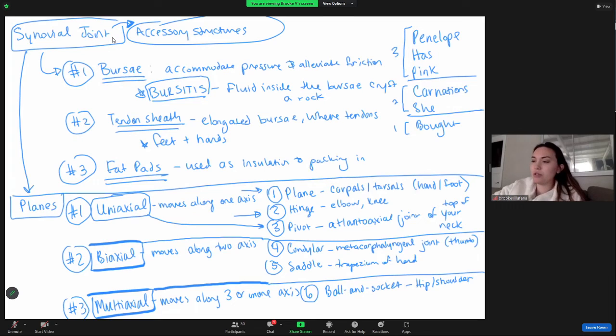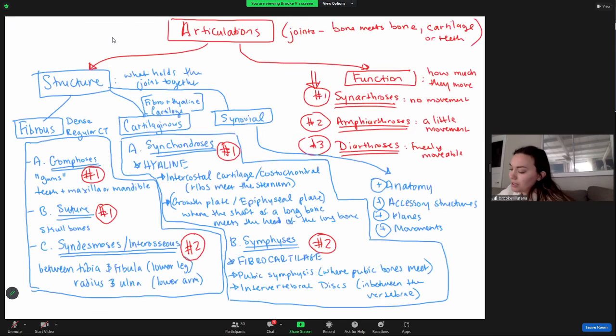All right, any questions at all there? We're almost done with articulation. We're just going to go over the different motions really quick, and then we'll move on to a cartilage and bone outline. Everyone still with me? So we're almost to the end of synovial. We did anatomy, basically when I drew this picture and we talked about the whole structure. Accessory structures were bursa, tendon sheaths, and fat pads. And planes we just talked about with the mnemonic Penelope has pink carnations she bought. Movements is what we're doing, and then that'll be the end of the articulations chapter.